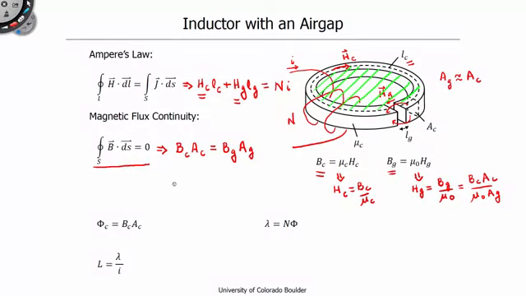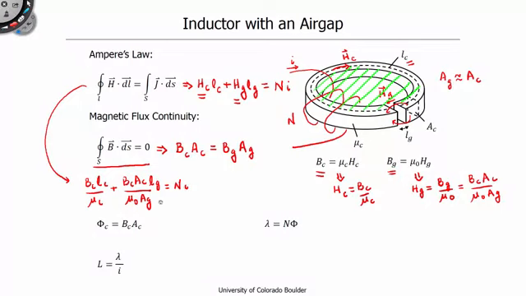Substituting these in Ampere's law, we get that BC LC over mu C plus BC AC LG over mu naught AG is simply equal to Ni.